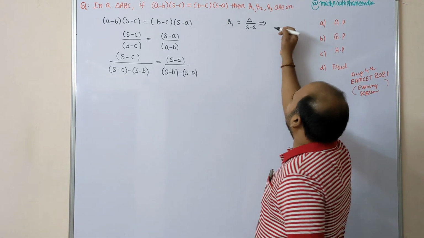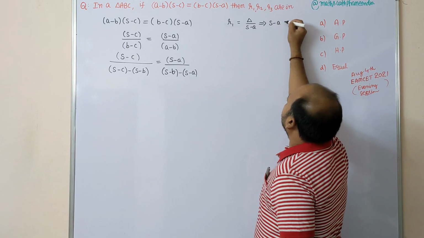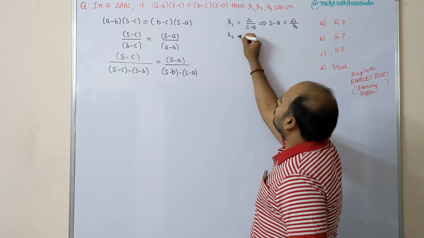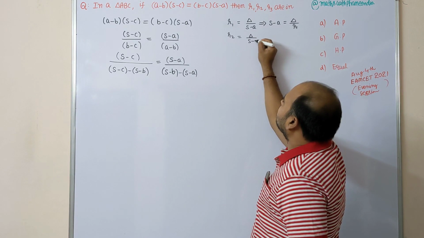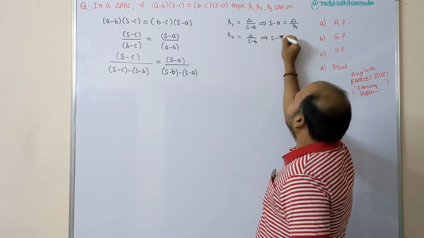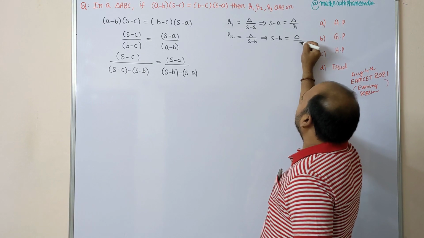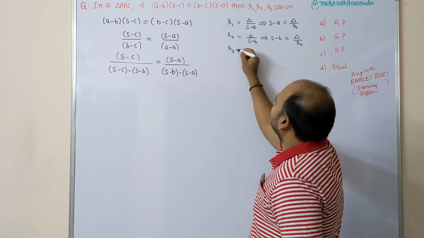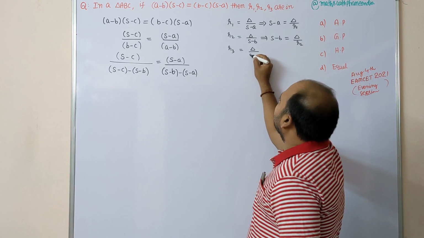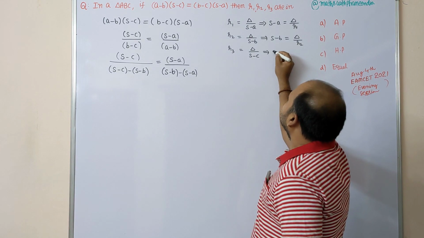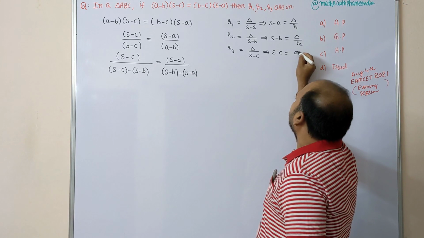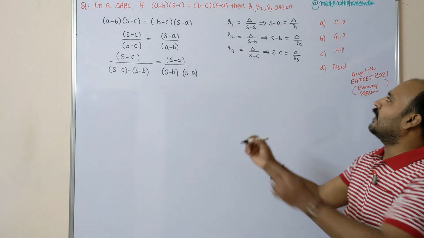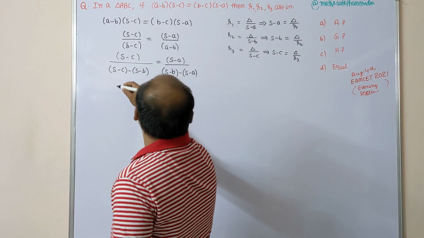Similarly, r2 equal to delta by (s minus b), which implies s minus b equal to delta by r2. Next, r3 equals delta by (s minus c), which implies s minus c equal to delta by r3. So wherever these values are there, we can replace them and write it.